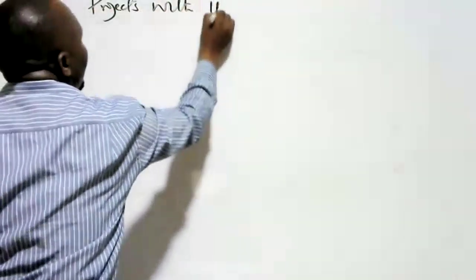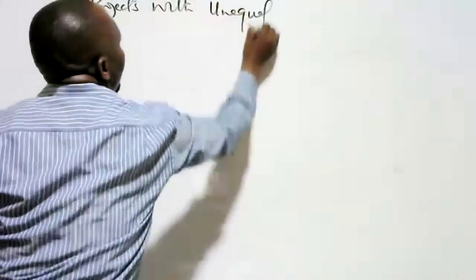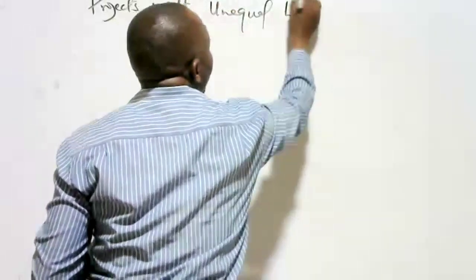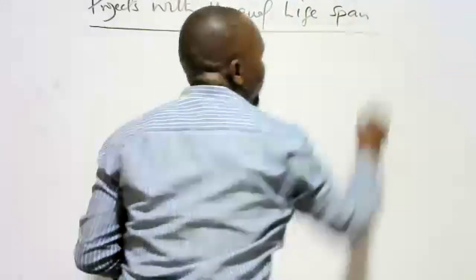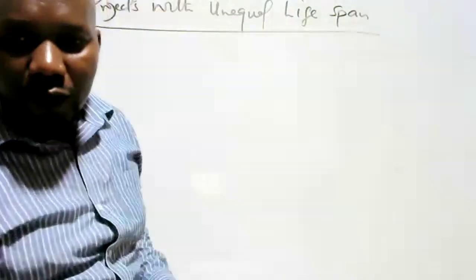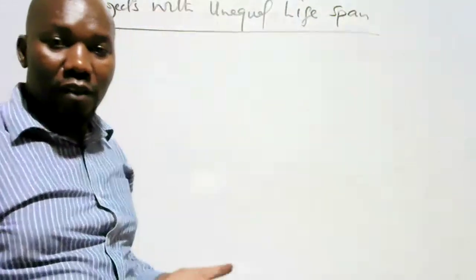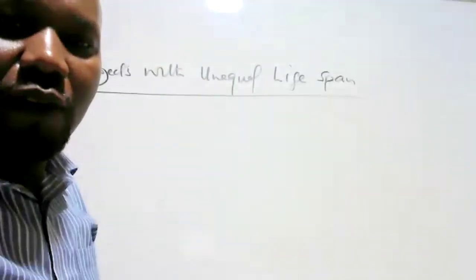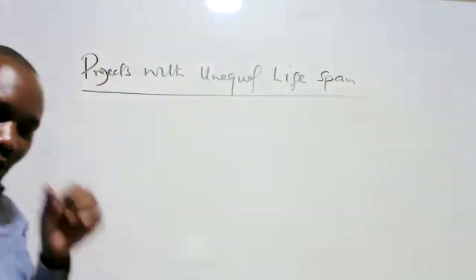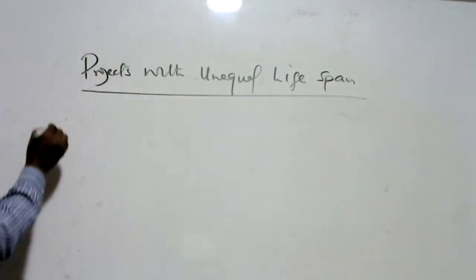So let's look at the other one, which is projects with an unequal lifespan. You can have projects with an unequal lifespan. One project can stay for 3 years, another one for 2 years. Those projects are not the same. So even judging them might not be fair if they are of different lifespan.